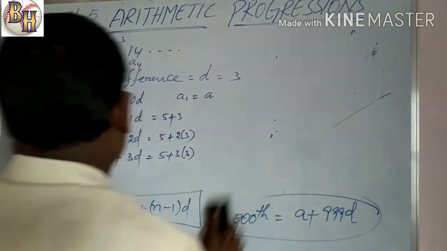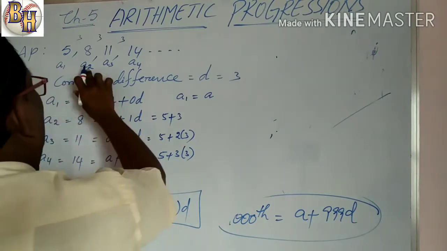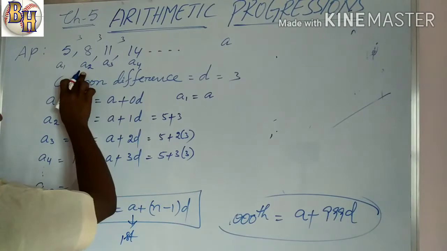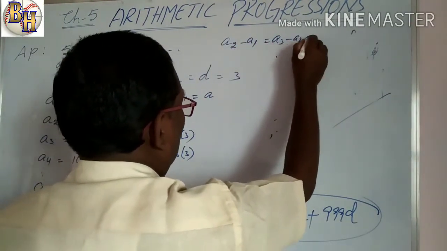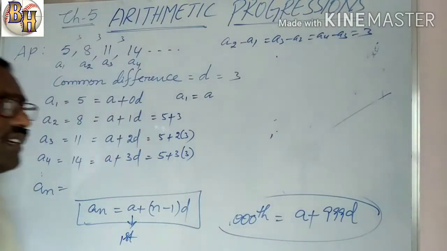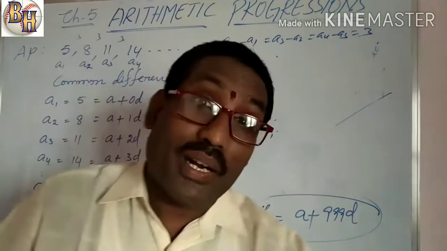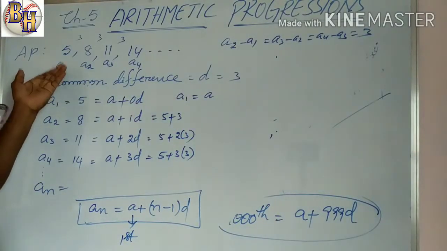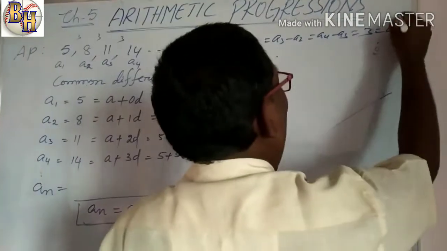So here, observe everything. This is the first term A1, this is A2, this is A3, A4. Here we can write A2 minus A1 is equal to A3 minus A2 is equal to A4 minus A3 is equal to how much? 3. The common difference is 3. So if you want to find the common difference, how to find? A2 minus A1, or A3 minus A2, A4 minus A3, that is the common difference.